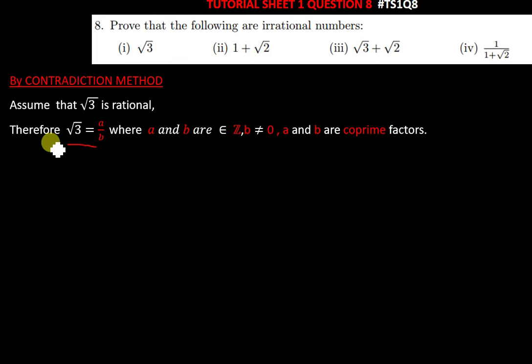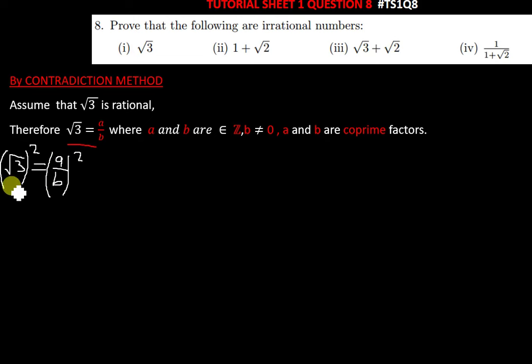So if the root of 3 is a rational number, then root 3 should be able to be expressed in the form a over b. Now let us try by all means to get rid of this square root. How do we do that? We square both sides like that.